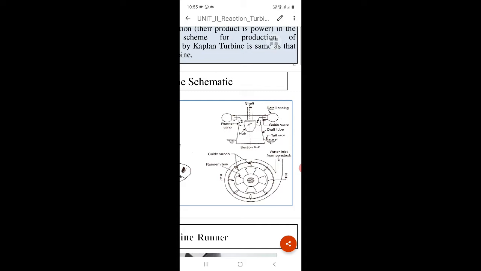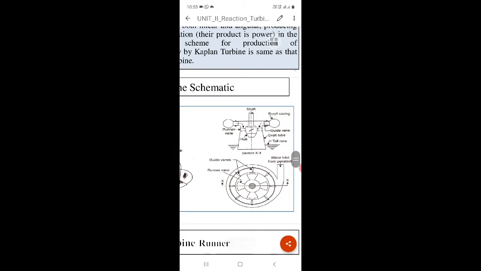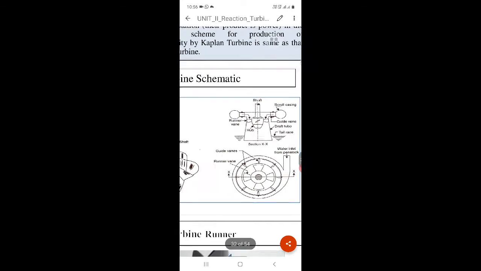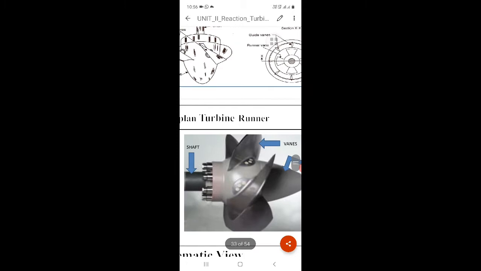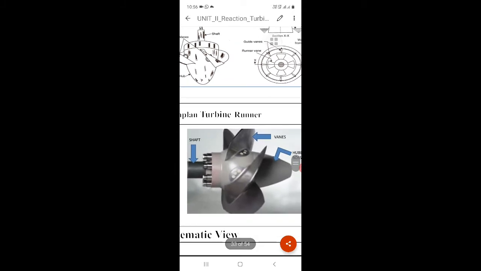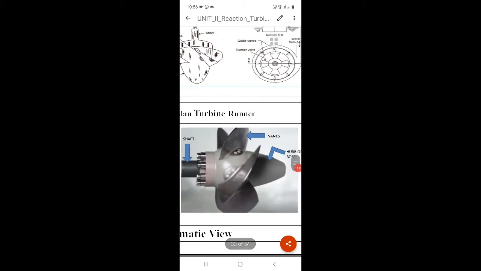So when water comes out from the guide vanes of the scroll casing, it impacts on the runner, and due to that it rotates, and the water gets out through the outlet. So this is the shaft of the Kaplan turbine. This is the hub, which is shown in the figure. This is a vane which is used for turbines.